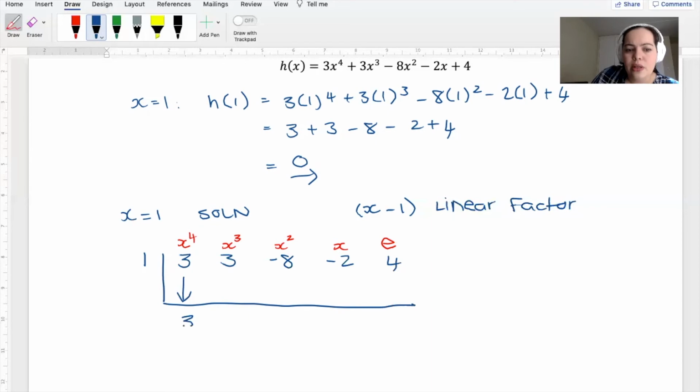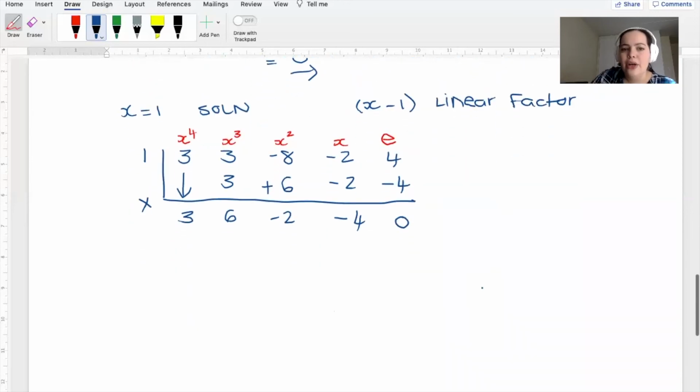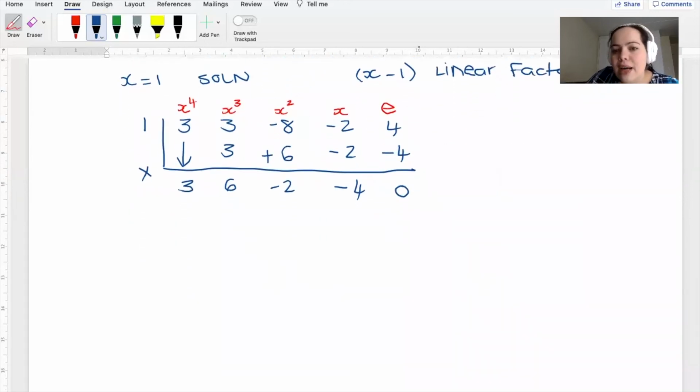Bring down the first one and let's start multiplying. 1 times 3 is 3. 3 plus 3 is 6. 1 times 6 is 6. Negative 8 plus 6, if you need to put that there for your own sanity, is minus 2. 1 times minus 2 is minus 2. Please remember that minus 2 minus 2 is minus 4. 1 times minus 4 is minus 4. And would you look at that? 4 minus 4 is 0. So we're already headed in the right direction here.